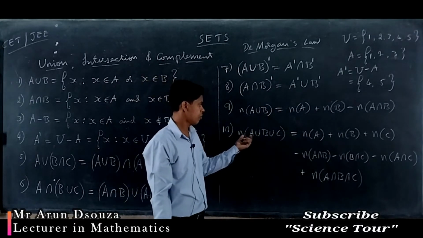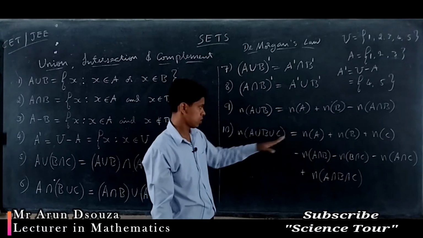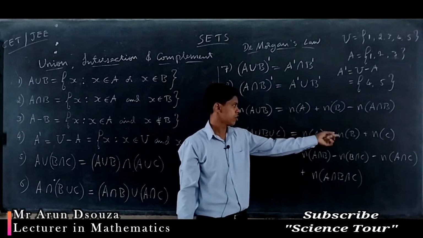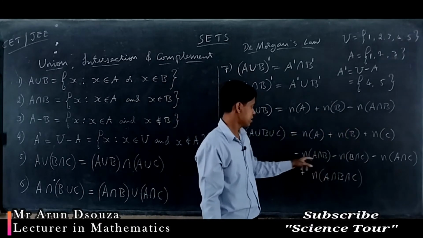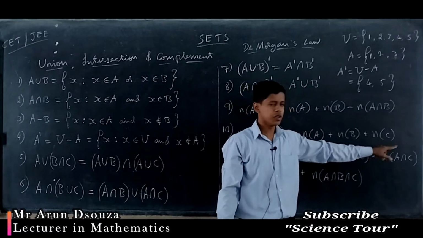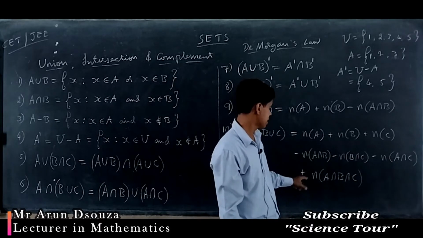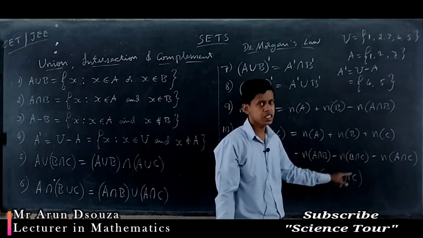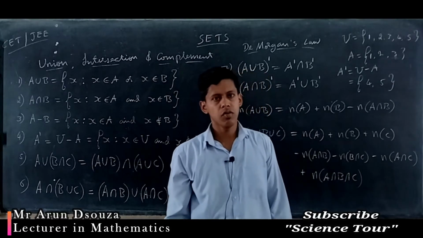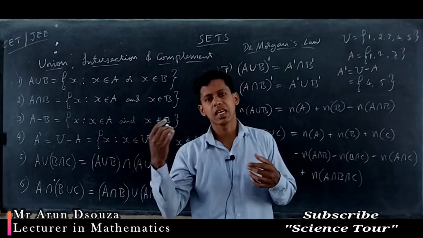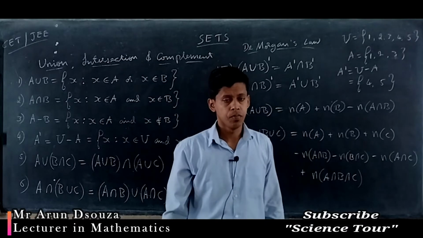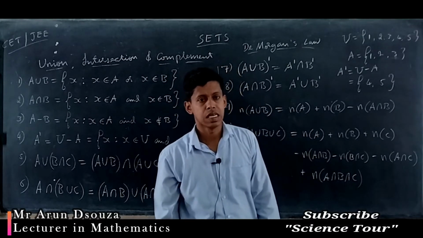And then N of A union B union C is equal to, if you have 3 sets, then N of A plus N of B plus N of C minus N of A intersection B minus N of B intersection C minus N of A intersection C and plus N of A intersection B intersection C. So that is for the 3 sets. We'll solve a few examples and we'll use the Venn diagram to understand these formulas. So you will surely understand that better.